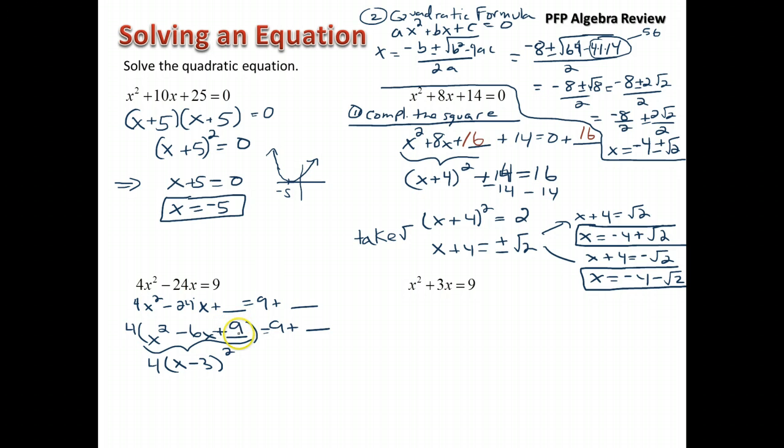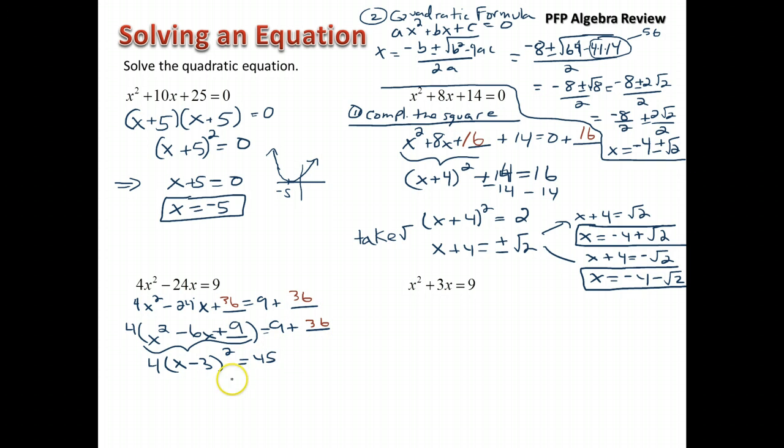9. But in this problem, there's a new wrinkle because of the 4 that we had to factor out. It really isn't a 9 that we added to both sides. In essence, it is actually a 36 because that 4 needs to be a part of that as well. So we added 36 to both sides, actually. And the 9 plus the 36 is 45.